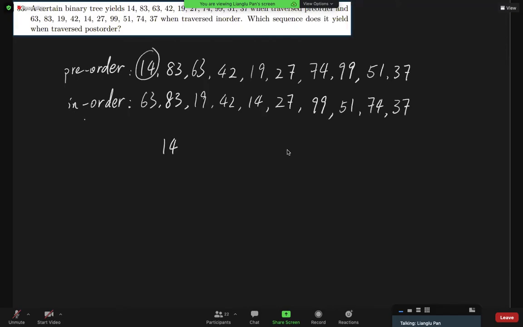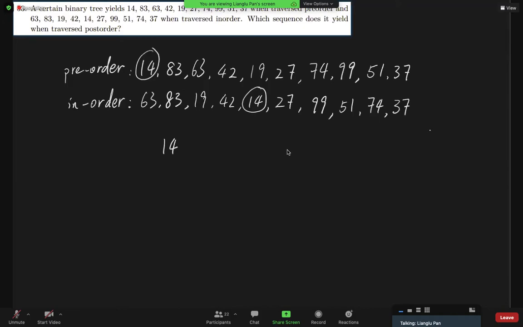So I think in this case, we can first try to locate the root node 14 in the in-order traversal sequence, which is here. Then we know the first 4 nodes, 63, 83, 19, and 42, must be from the left subtree. And the last 5 nodes, 27, 99, 51, 74, and 37, must be from the right subtree.